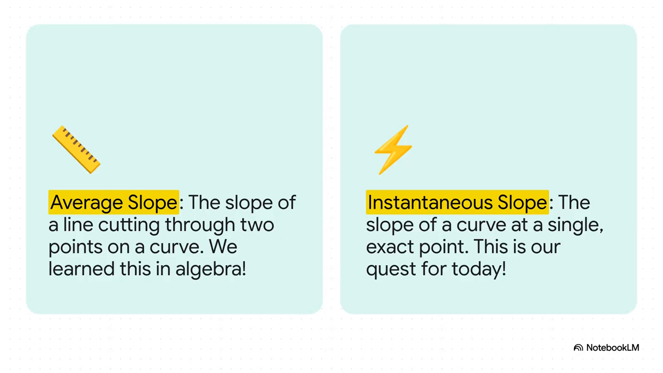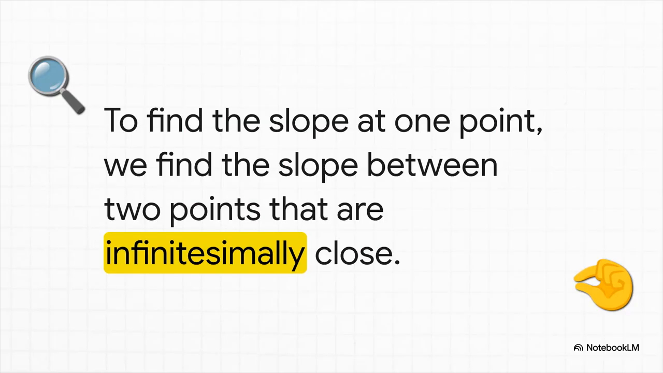You see, the whole trick is moving from an average to an instant. Back in algebra, we got really good at finding the slope of a line that cuts through a curve at two different points. But to get the speed at one moment, we need the slope at one single point. And that, my friends, is a whole new kind of challenge. So how do we pull this off?